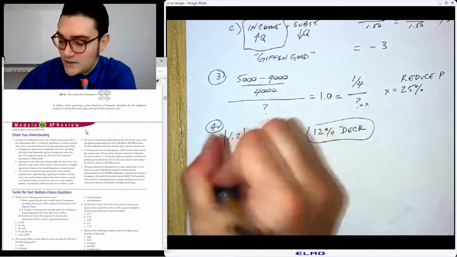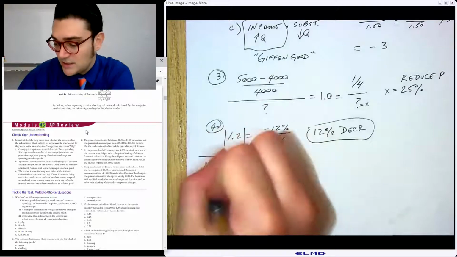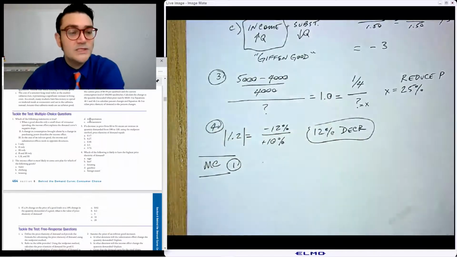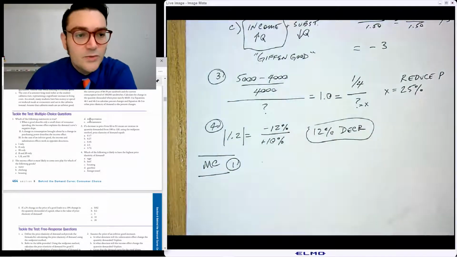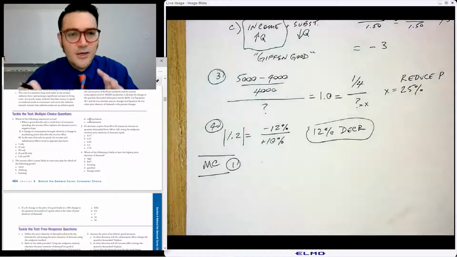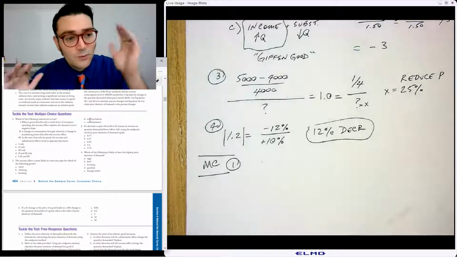Okay, let's take a look at these multiple choice questions. And again, you don't have to do these for the bonus credit, but they are helpful for quizzes. Which of the following statements is true? When a good absorbs only a small share of consumer spending, the income effect explains the demand curve. No. The income effect is only a large share, so 1 is not true.